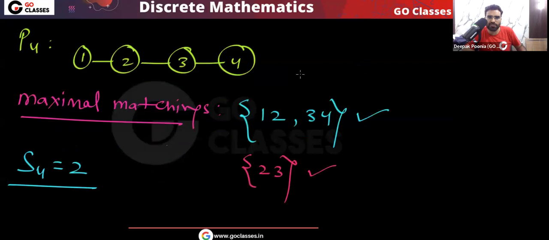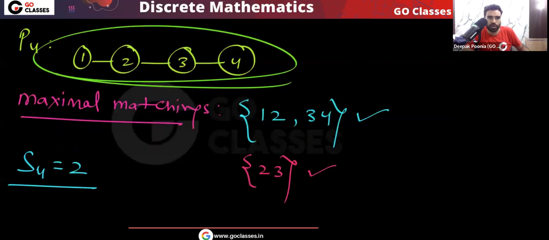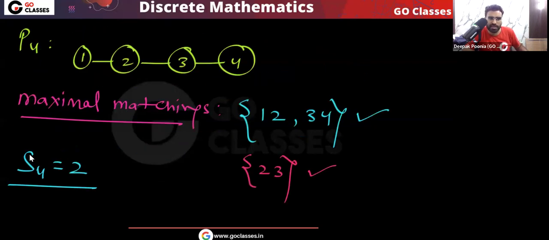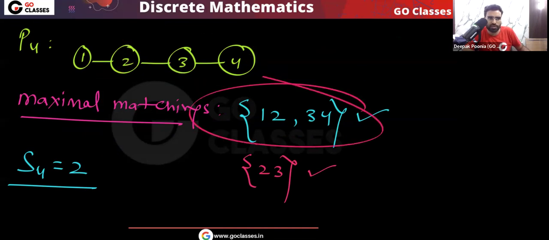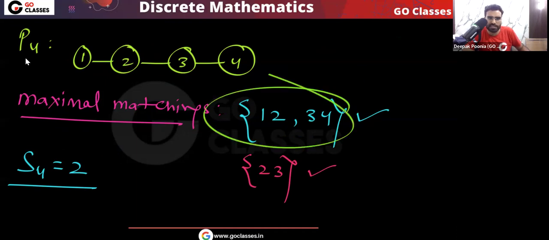You can check it out yourself. You can see it here. This is P4, path graph on 4 vertices. And if you find how many maximal matchings there are, then you can see if I take this as 1, 2, then I cannot take this 2, 3, then I will take this 3, 4. So you can see 1, 2, 3, 4. You can see this is a maximal matching.